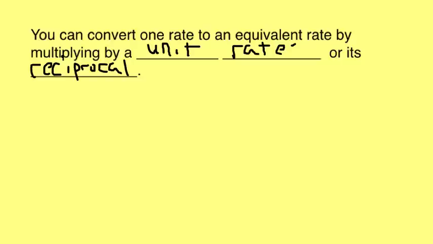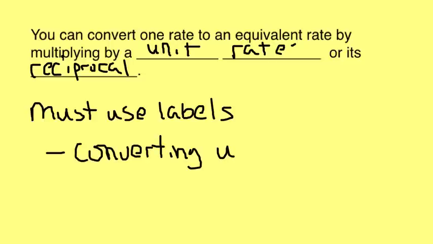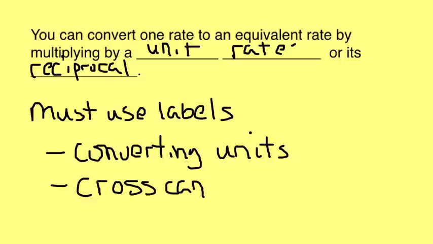It's very important that you use labels, because we are converting units of measure. So you have to have labels on your problems so that you can cross-cancel labels. So instead of cross-canceling and cross-reducing numbers this time, we're going to cross-cancel labels.